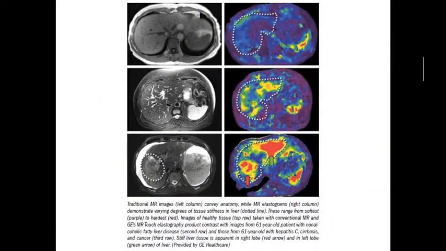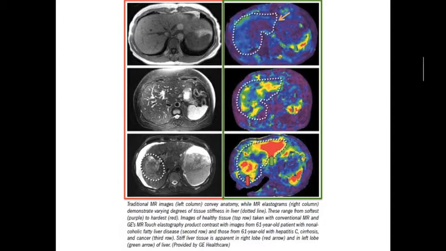Here are examples of elastograms. This is an image showing traditional MR images and elastograms with dotted line representing the liver. The softest tissue turn up purple and the hardest turn up red. This image shows the elastograms of healthy tissue, a 61-year-old patient with non-alcoholic fatty liver disease, and a 61-year-old patient with hepatitis C, cirrhosis, and cancer. As we can see with a patient with hepatitis C, cirrhosis, and cancer, he has a significant amount of stiff tissue due to his diseases.